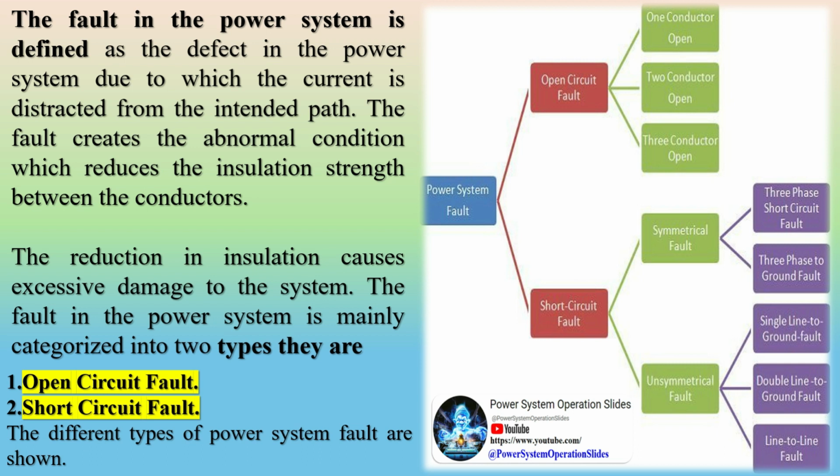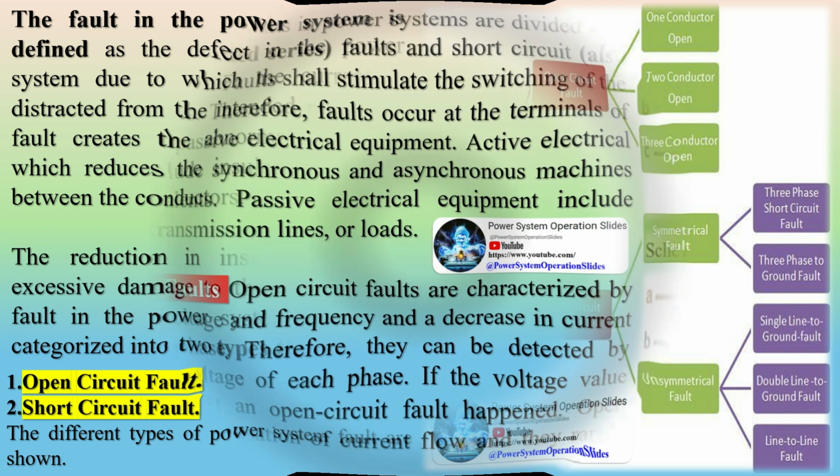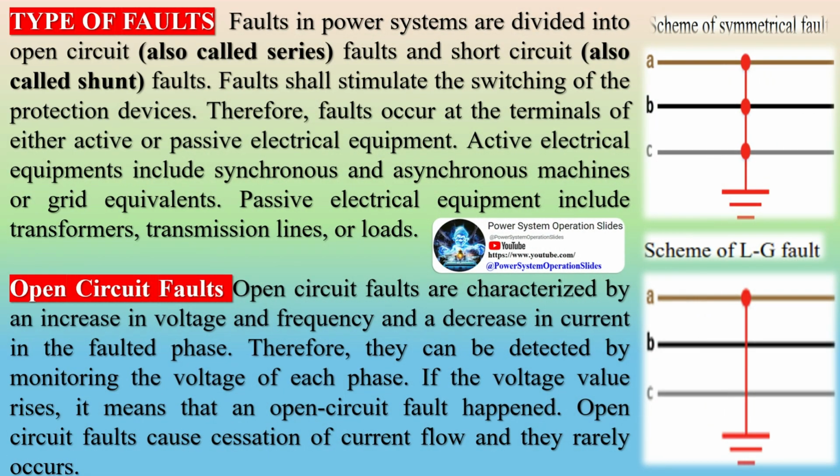The fault in the power system is mainly categorized into two types. They are 1. Open circuit fault. 2. Short circuit fault. The different types of power system fault are shown in figure. Type of faults. Faults in power systems are divided into open circuit, also called series faults, and short circuit, also called shunt faults. Faults shall stimulate the switching of the protection devices.